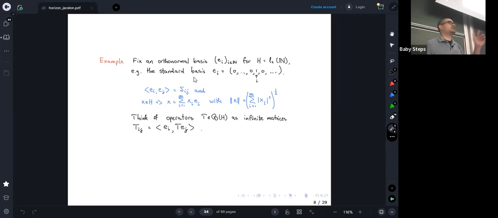Because for example, I could take the diagonal matrix where the diagonal entries are 1, 2, 3, 4, 5, 6, etc. So in other words, I could look at the map T that sends En to n times En. That's not bounded because we have these elements En in the unit ball. They all have norm one, but they're getting mapped to bigger and bigger and bigger things. Okay, so we can view them as infinite matrices, but not all infinite matrices are allowed.